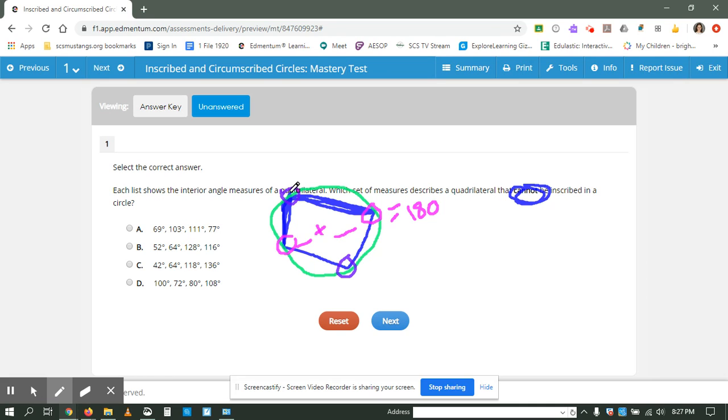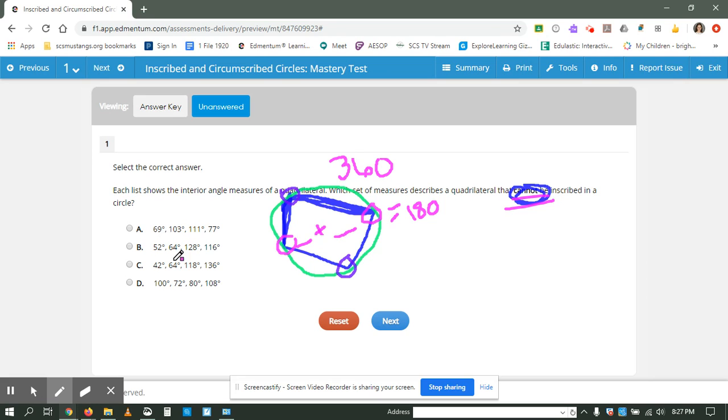There's also a rule with a quadrilateral that we talked about, but it's been a good while since we talked about it: all four of the angles inside of a quadrilateral have to add up to be 360 degrees. So 360 is what all four should add up to. So you've got to figure out which one of these can't be a quadrilateral inscribed in a circle. So you've got to check.